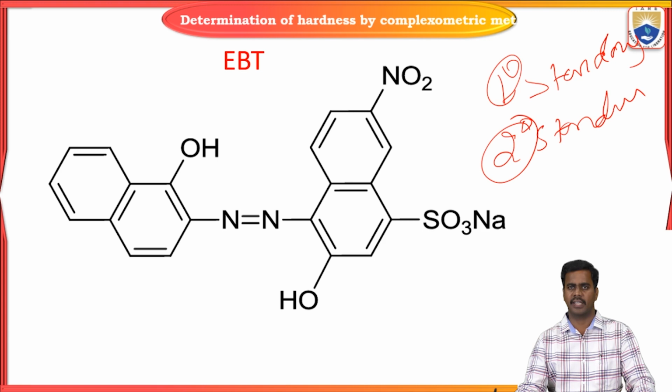Coming to the primary standard: compounds with fixed concentrations are known as primary standards. Next, what is the secondary standard? Compounds whose concentration changes from time to time, or minute to minute, are known as secondary standards.